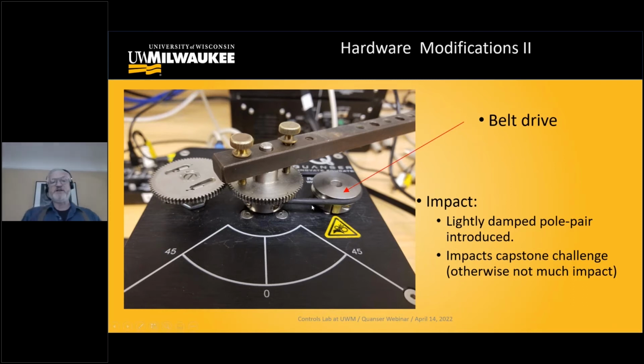All of the units have the belt drive installed, and it introduced a lightly damped pole pair, which is quite stable across the units. It's got a resonant frequency of about 35 radians per second, or about 6 hertz, and a damping factor of, actually, off the top of my head, I'm not sure of the damping factor. Let's say 0.1. It's relatively lightly damped.